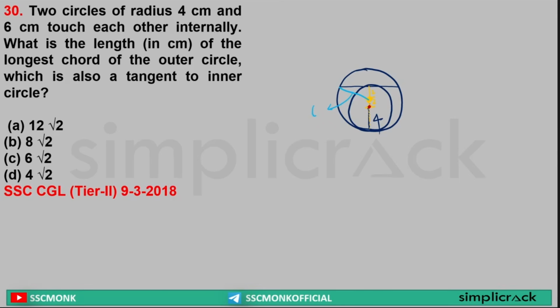Sir, radius 6 centimeter. This is already known to us, 2 centimeter. Sir, this is 6, this is 2. This will be 6 square minus 2 square. 6 square, that is 36, minus 2 square, 4, that is 32. So this is square root of 32. So the whole thing is 2 into square root of 32. Square root of 32 can be written as square root of 16 into 2. Yes or no? So 2 into square root of 16 is 4 root 2, that is equal to 8 root 2. So the answer is option B.